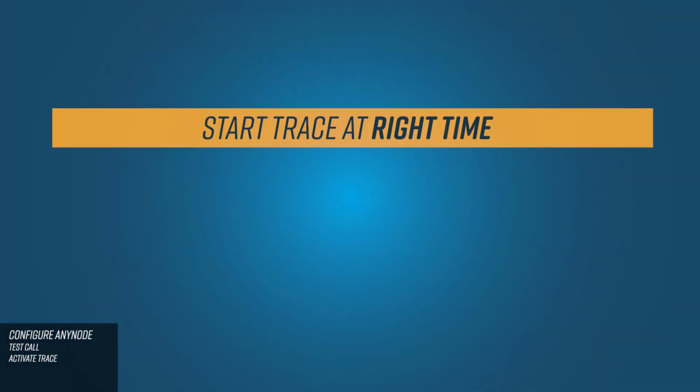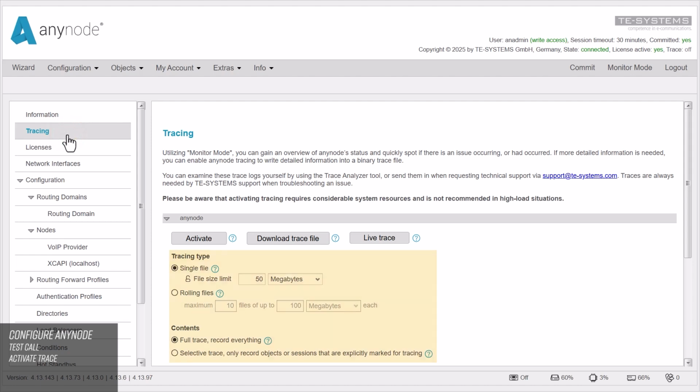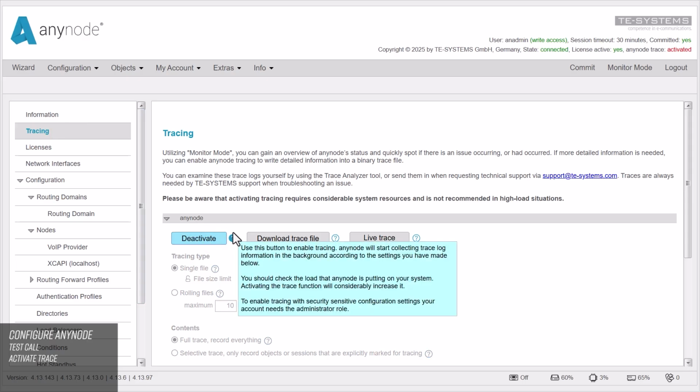It is of particular importance to start the trace at the right time. The beginning of all relevant calls should be included in the trace. In most cases, the default values for the trace settings are sufficient. Click on Activate to enable trace recording. Now, start a test call.